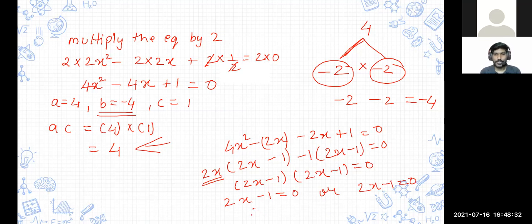I'm waiting actually for you to solve. x will equal 1 upon 2. Correct. In both the cases, x is equal to 1 upon 2. Here also you will get x is equal to 1 upon 2. So in your final statement, just write it once: x is equal to 1 upon 2 is the solution.